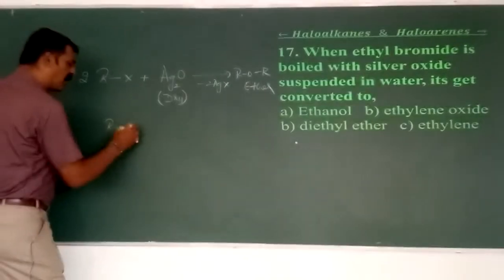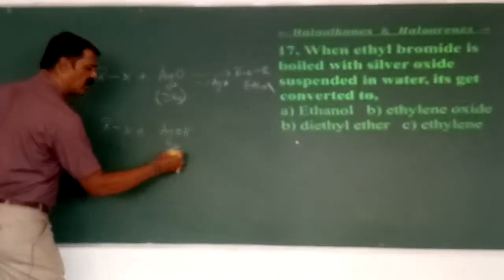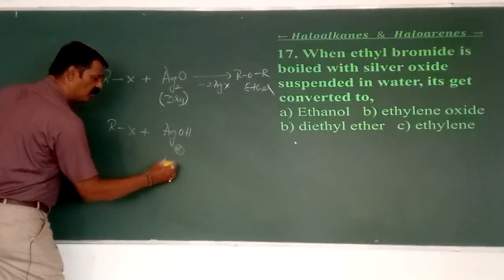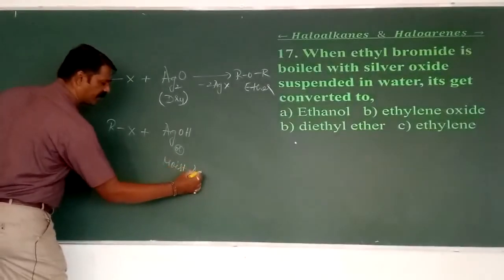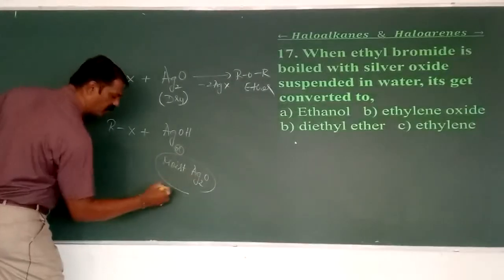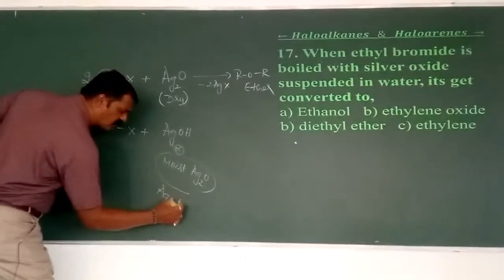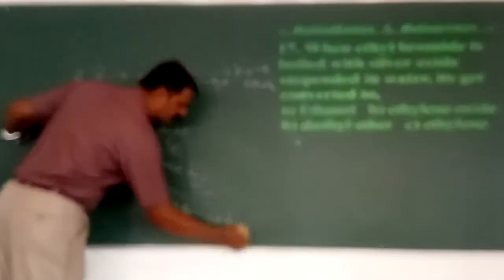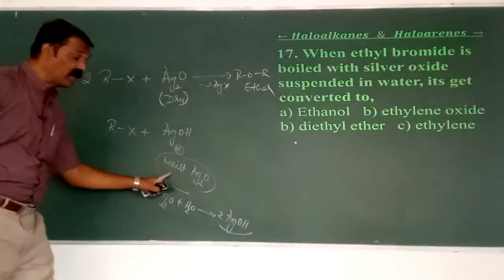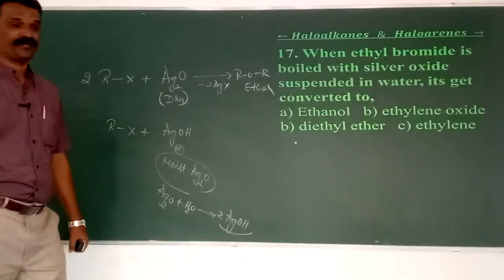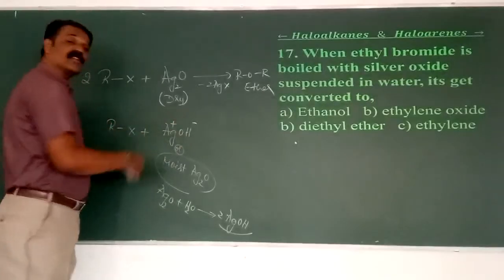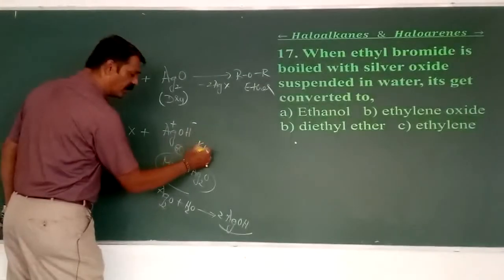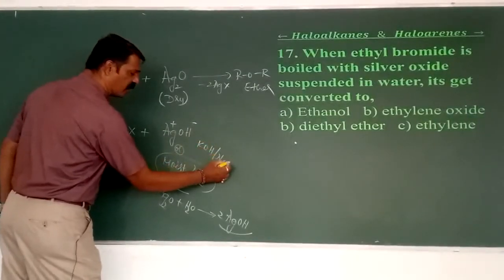When the same RX is made to react with AgOH, it is indirectly called moist silver oxide, because when Ag2O reacts with H2O it forms AgOH. AgOH is called moist silver oxide, as it is getting plus and minus here. It is similar to either KOH or NaOH, aqueous.